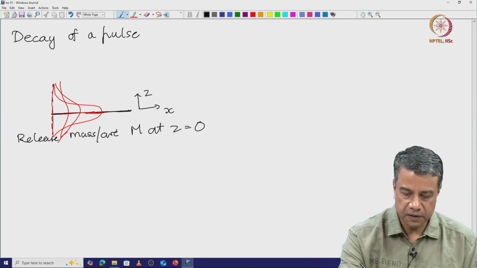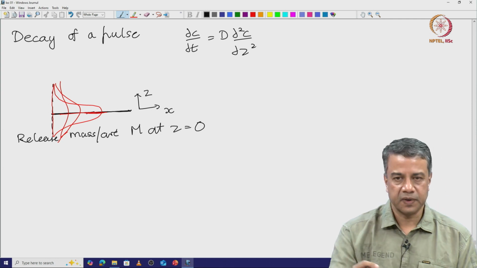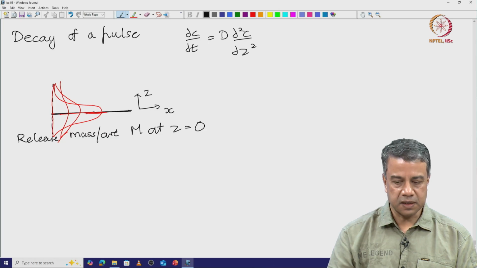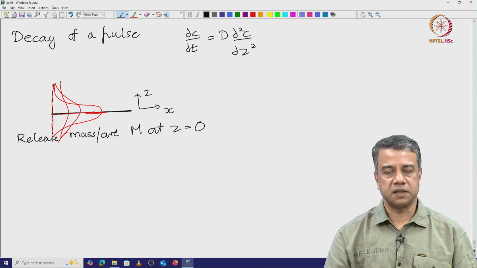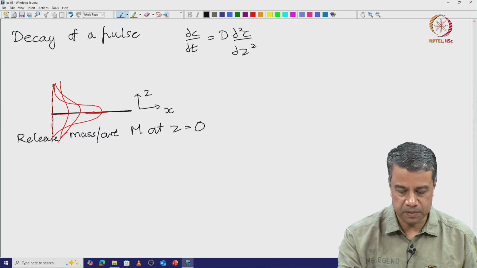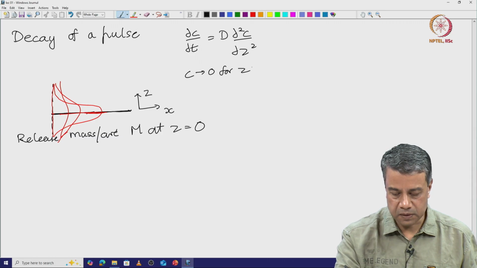Of course, the diffusion equation is partial C by partial t is equal to D times d square C by dz square. You know that as z goes to plus or minus infinity, the concentration has to go to 0, because that is an undisturbed medium. So, C goes to 0 for z going to plus or minus infinity.